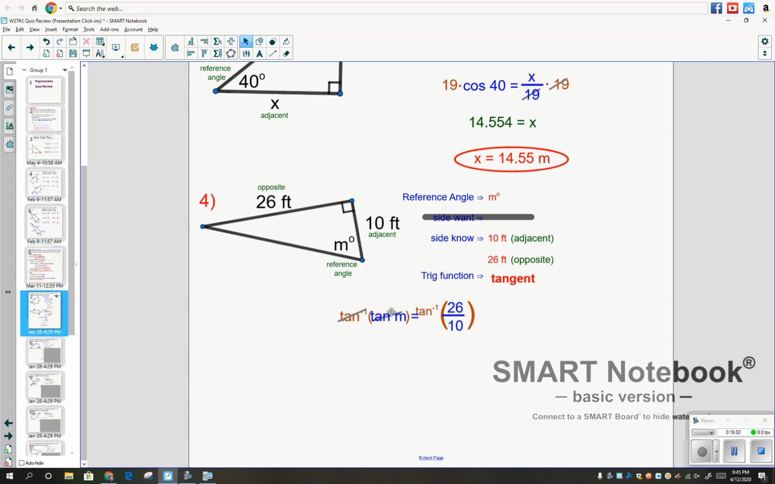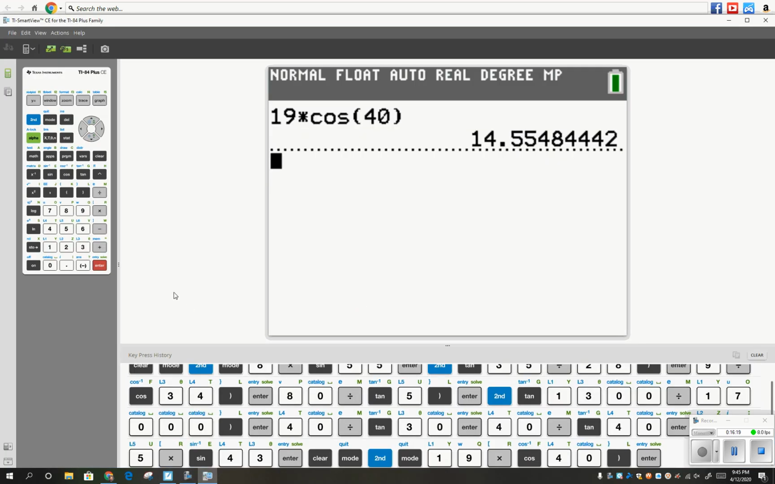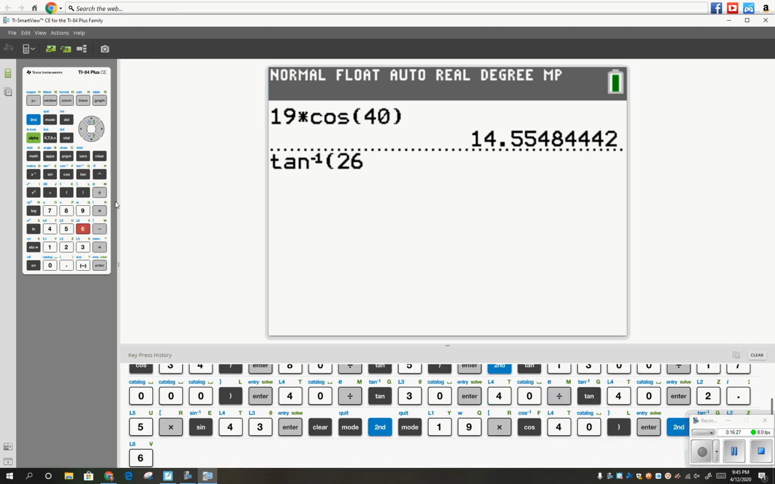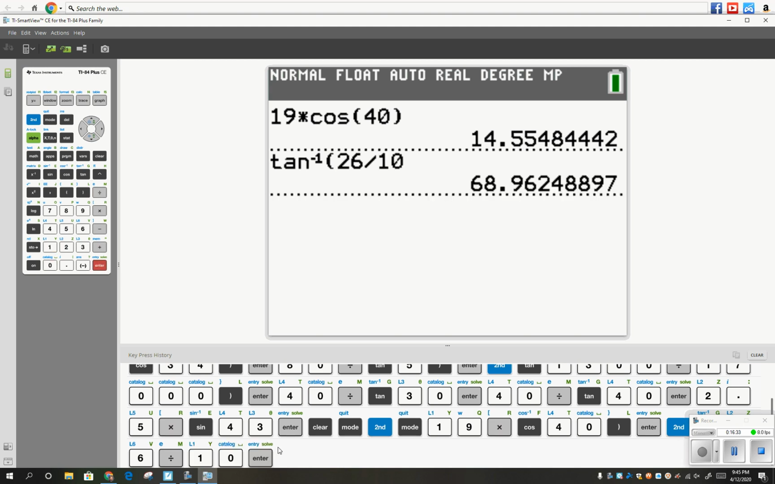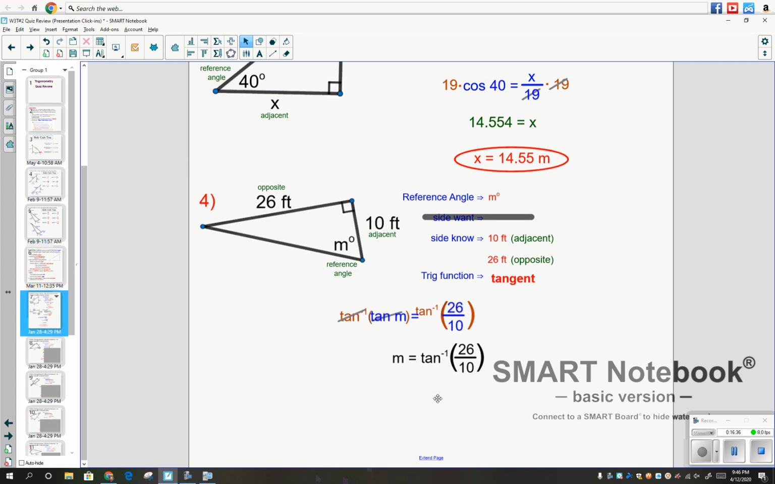We take the inverse of tangent. They cancel each other out. And that's going to leave you just M. M equals tangent inverse of 26 over 10. Because when I do something to one side, I have to do it to both sides. I have to take tangent inverse of both sides. Type that into my calculator. Tangent inverse. How do I get to it? It's second tangent. 26 divided by 10. I get 68.962, which rounds to 68.96 degrees.